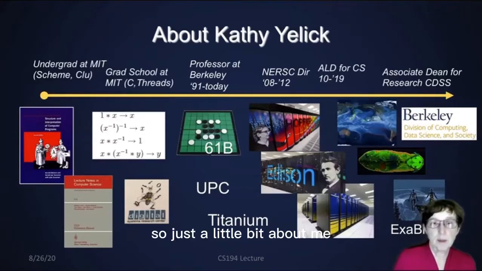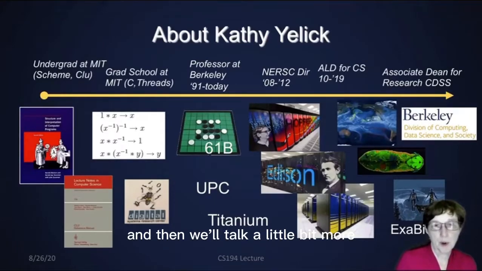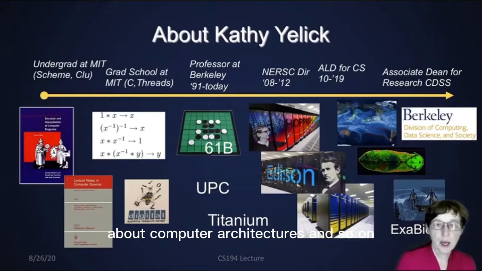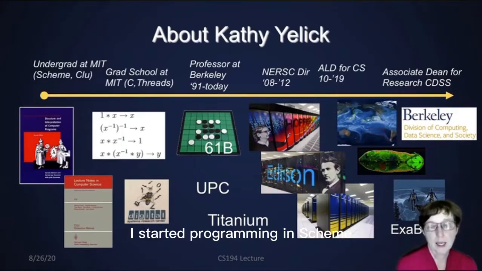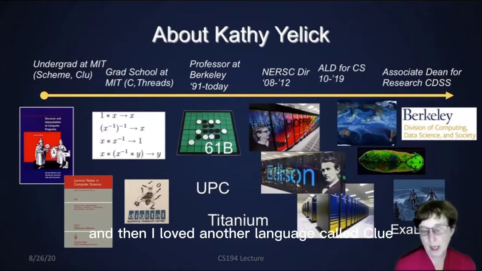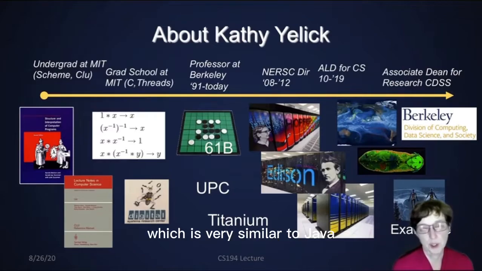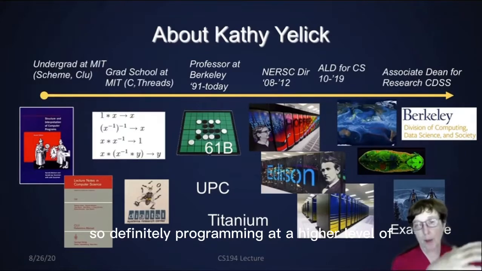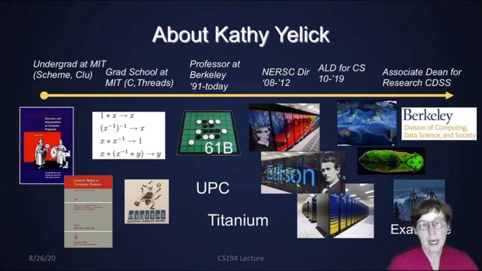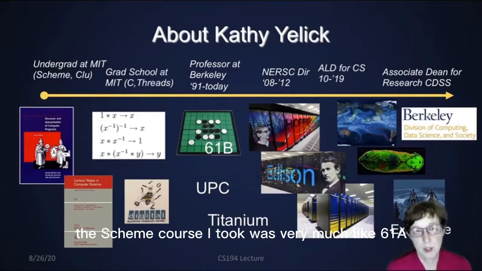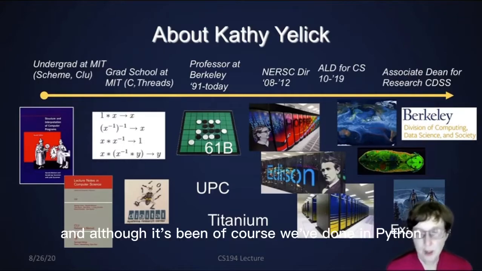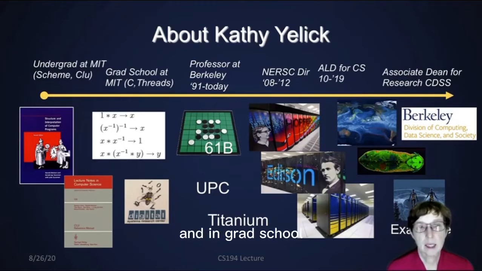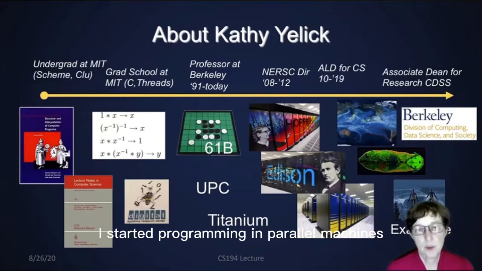So just a little bit about me, and then we'll talk a little bit more about computer architectures and performance. I did my undergrad and grad work at MIT. I started programming in Scheme, and then I loved another language called CLU, which is very similar to Java. So definitely programming at a higher level of abstraction. The Scheme course I took was very much like 61A that you take today, although it's been, of course, redone in Python. And in grad school, I started programming in parallel machines.